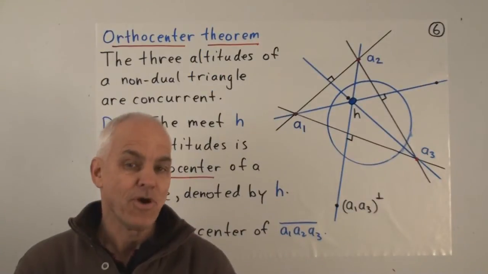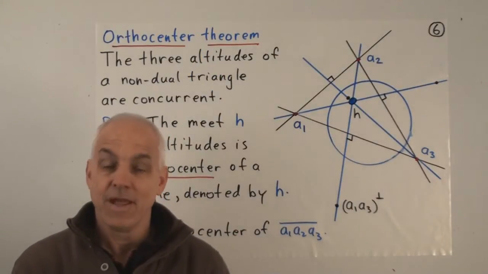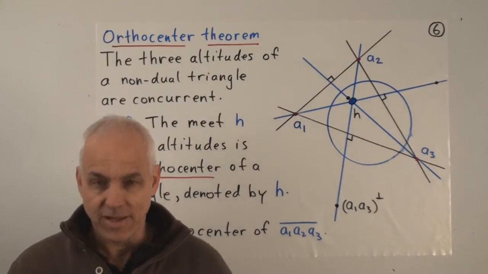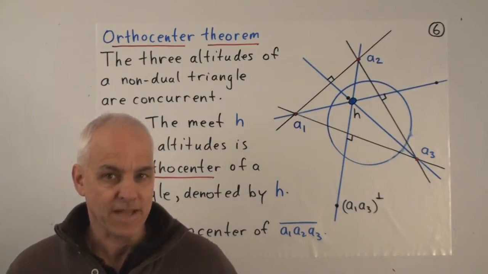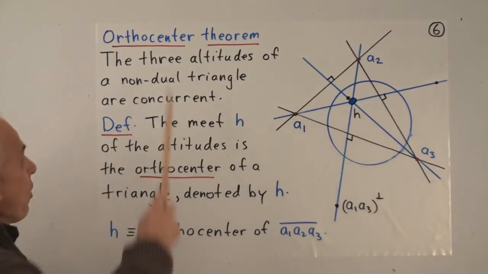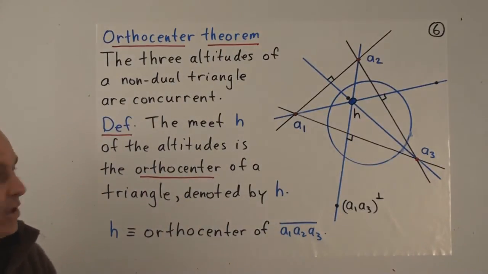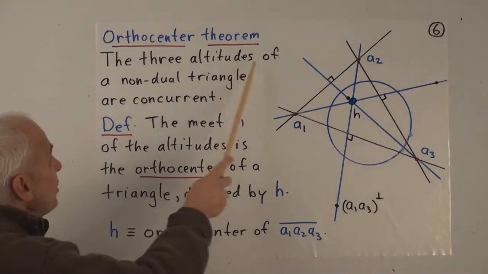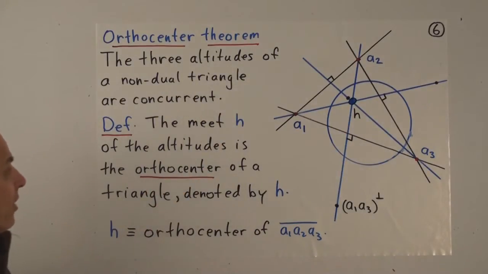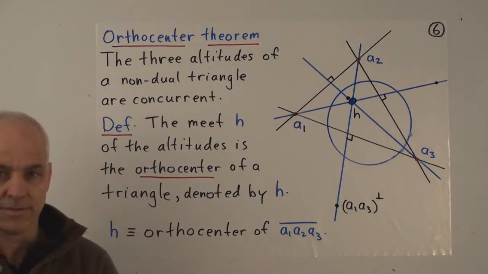Excellent. So now we come to our first major theorem. This is a theorem which is not obvious, and it's going to require some work to establish it. It is the Orthocenter theorem, which says that the three altitudes of a non-dual triangle are concurrent.